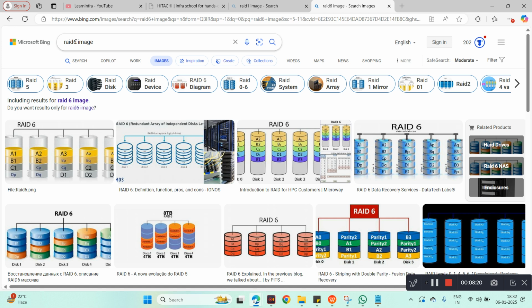Because in order to get a job in storage, or in order to do better, you have to have your basics correct. Then only can you move up the ladder. You need to know the basics, then you can move on to L2, L3.